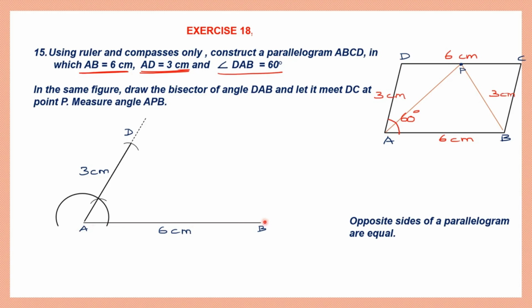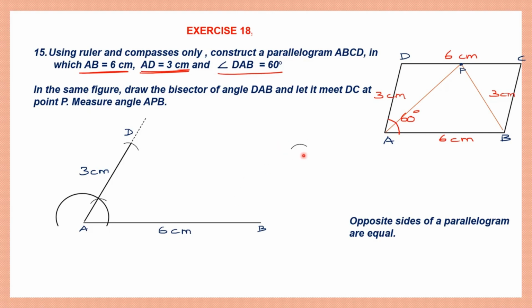So now we have AB is 6 centimeters. We have drawn 60 degrees. We've got AD is 3 centimeters. Let's go back to the rough figure. CD is 6 centimeters and BC is 3 centimeters. So what we're going to do is take our compass, measure 3 centimeters, place the needle at B and draw an arc here. So let's do that. So we have an arc here.